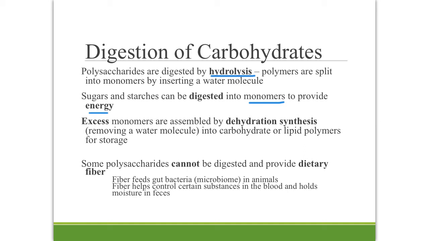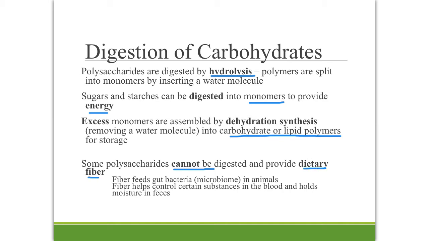Excess monomers of carbohydrates can be assembled by dehydration synthesis into carbohydrate polymers for storage or lipid polymers for even longer term storage. Lipid, of course, is the scientific word for fat. So excess carbohydrates can become fats if you've used up all of your space for storing carbohydrate in the organism's body. The polysaccharides that cannot be digested by an organism become known as dietary fiber.